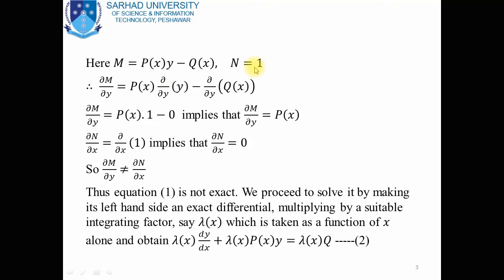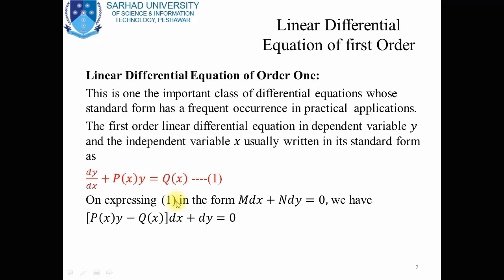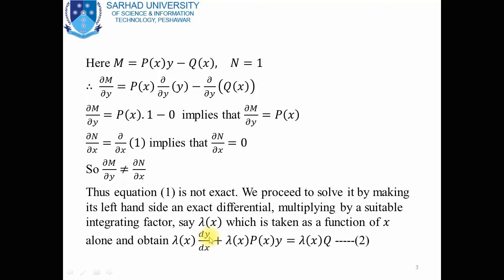To check whether this differential equation is exact or non-exact, take the partial derivative of M with respect to y. So the partial derivative of M with respect to y is p(x) times the derivative of y with respect to y, minus the derivative of q with respect to y. But since q is a function of x, its derivative with respect to y will be 0, and the derivative of y with respect to y is equal to 1. So partial M by partial y is equal to p(x).